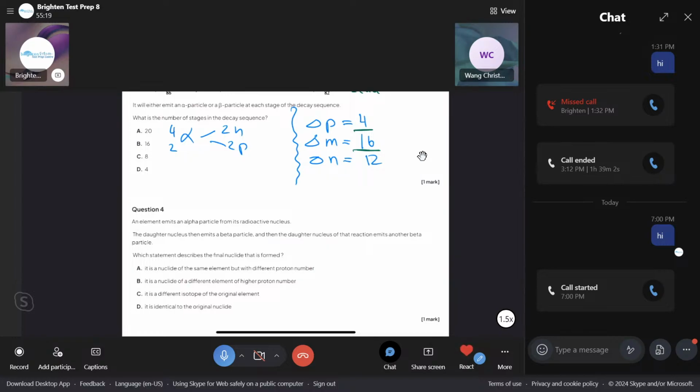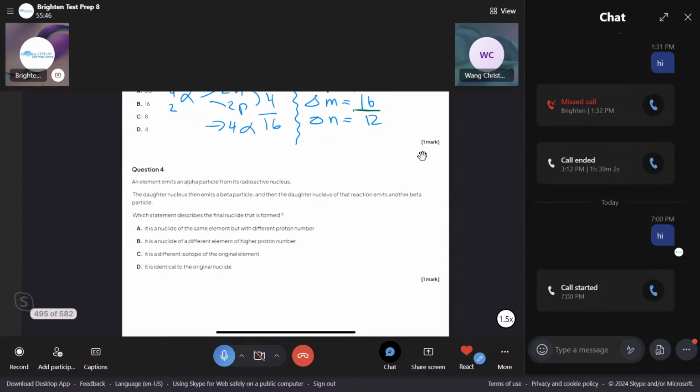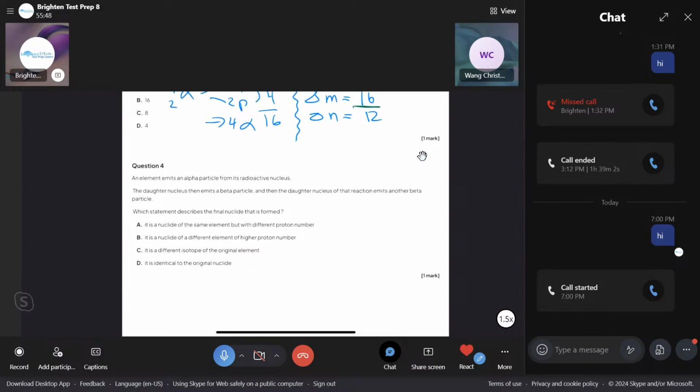4 alpha particles. And how many did we lose in total, or the total mass lost? You said it already. So there are various ways. We lost 4 alpha particles, 4 out of 16, because whenever we have an alpha decay, we lose 4. We lose 16. And the question is the number. We want to know the number of stages.